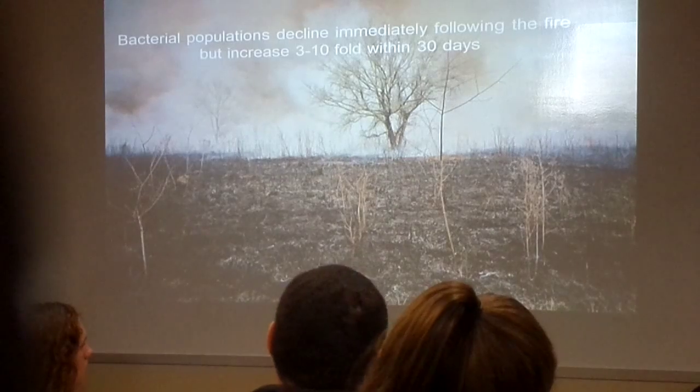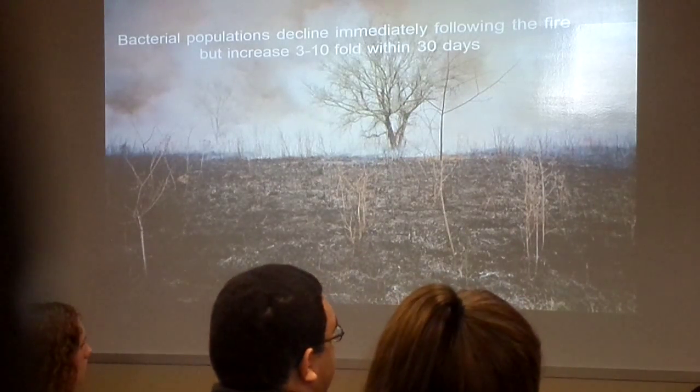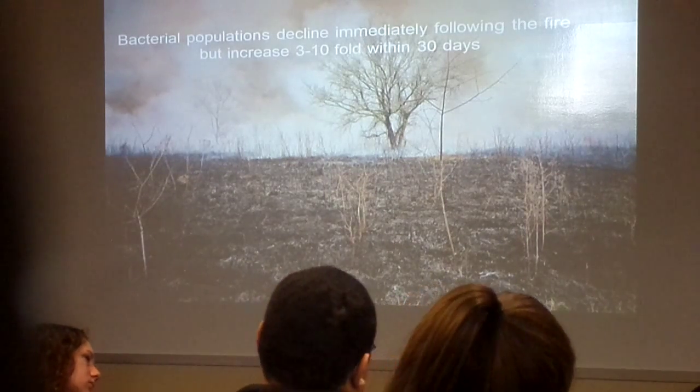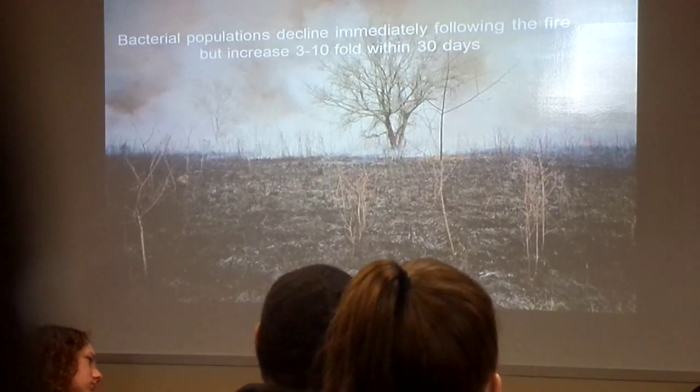Well, these bacteria that begin to bloom after the fire has passed have the ability to pull nitrogen out of the atmosphere and pull it down into the soil and fix it in the soil where plants can then use it.